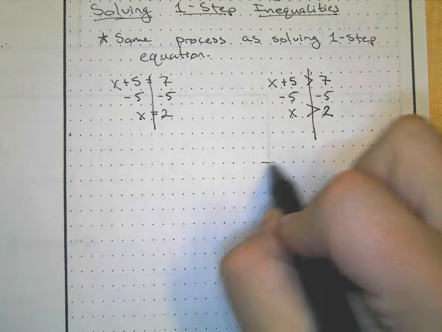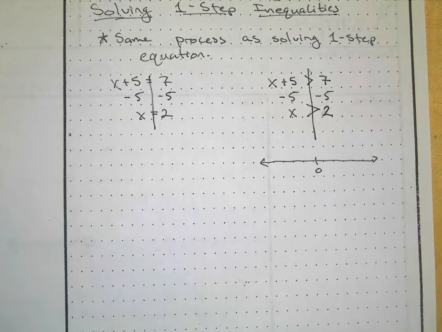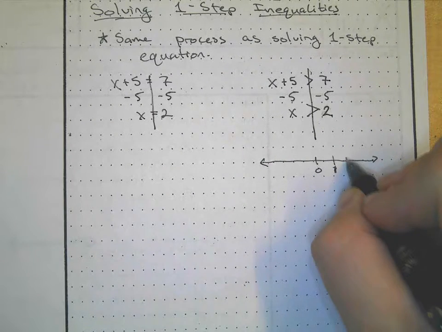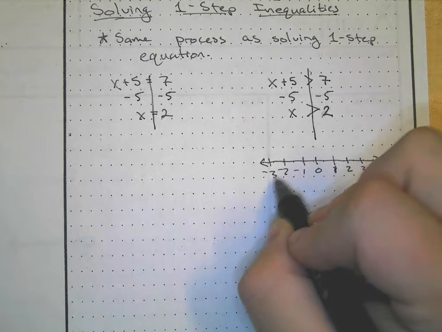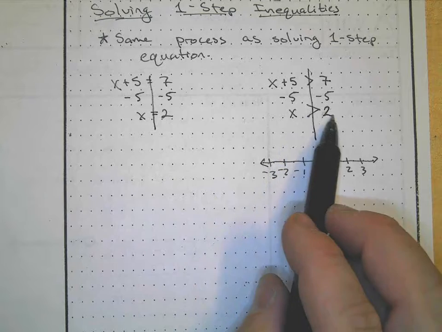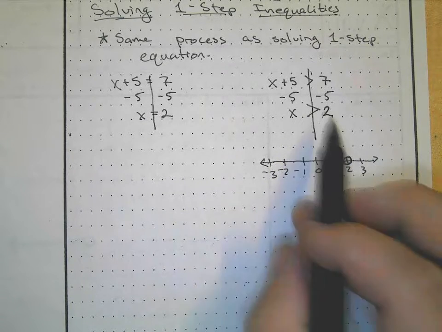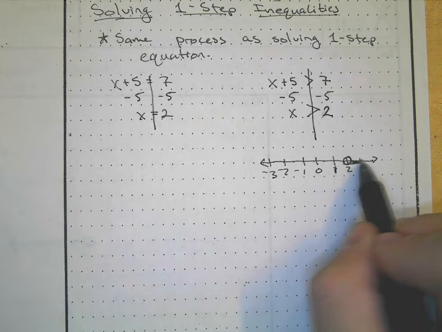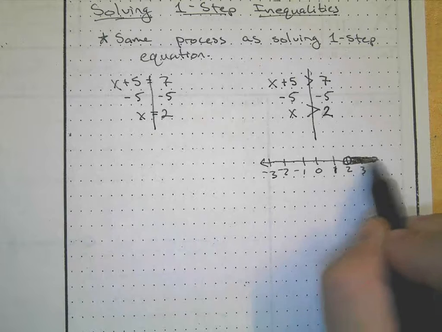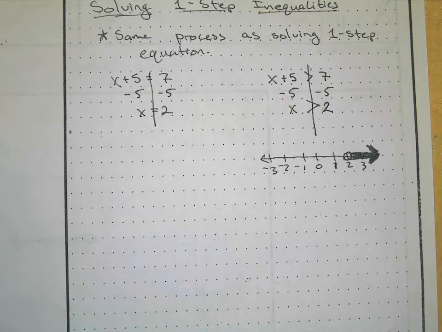And now we graph this. You go to my number line. 0, 1, 2, 3, -1, -2, -3. We are just greater than, no equal to, so we use that open circle to kind of show the void at 2. And we want every number that's greater than 2. So we shade all the numbers that are greater than 2.